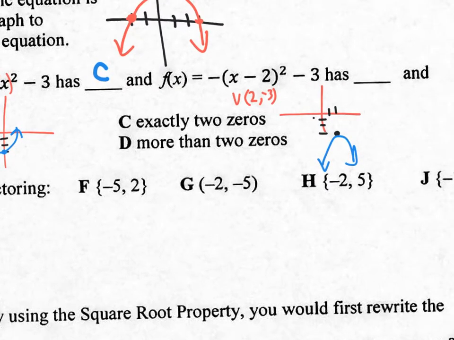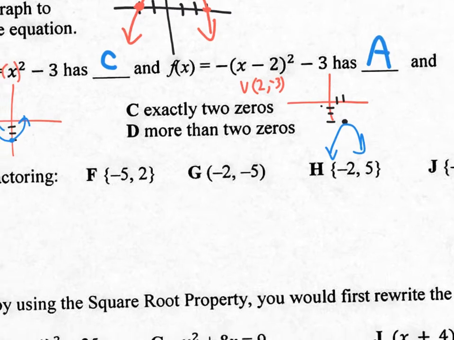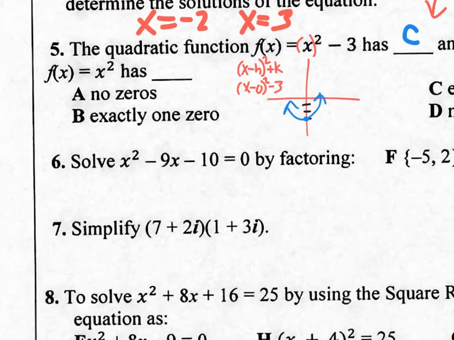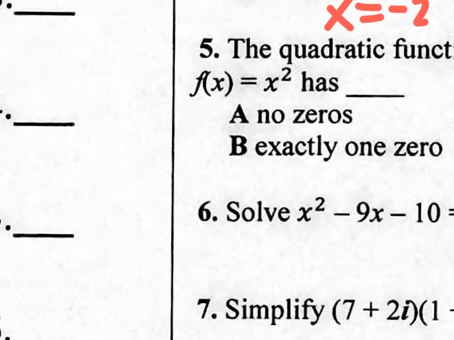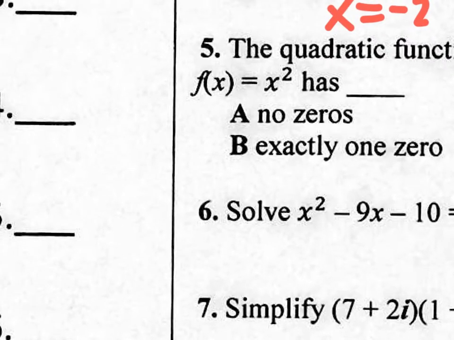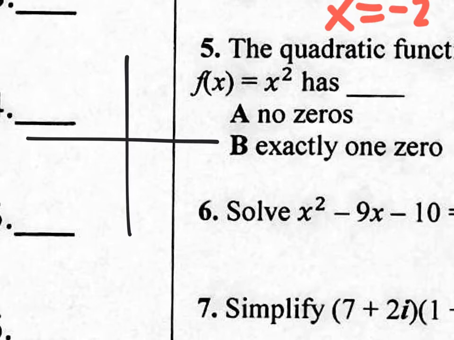So you would put an A right there. It has no real zeros. It has no real answers. And of course, this third one down here, f of x equals x squared. That's the parent graph of all parabolas. That's really easy to do.